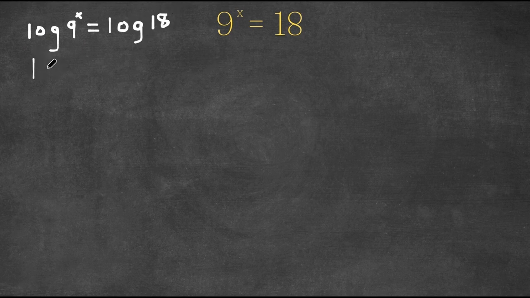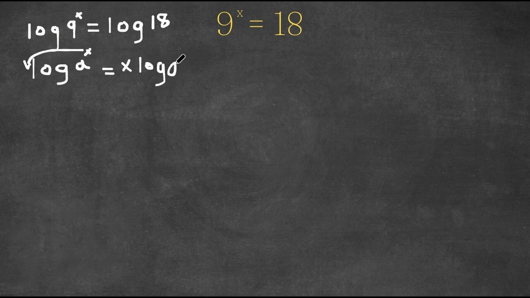If we have something in the form log a to the power of x, this is known as the power property, and what it means is that we could actually move this exponent in front of the log, meaning this would also equal x log a. So I'm going to change log 9 to the power of x into x log 9.